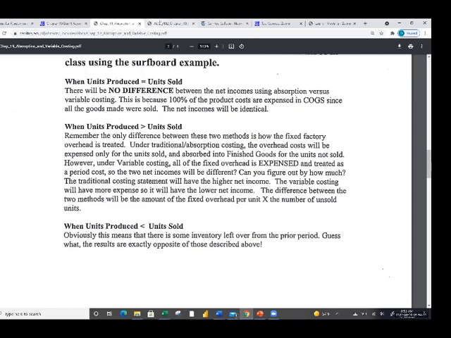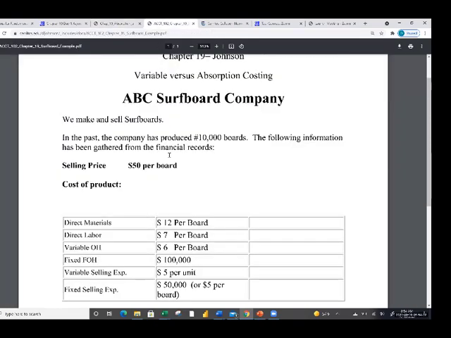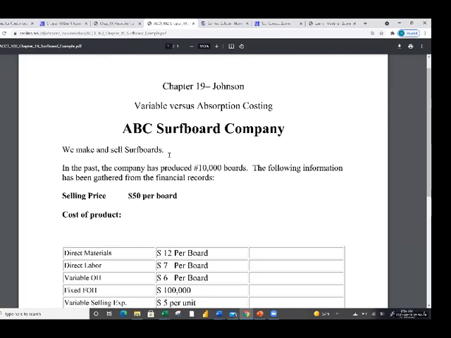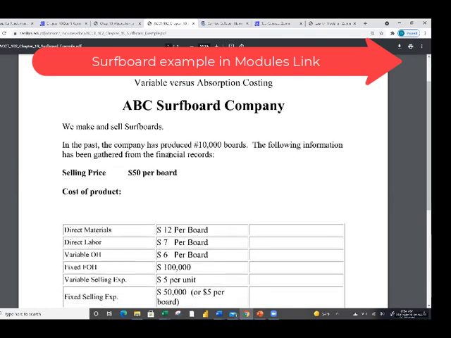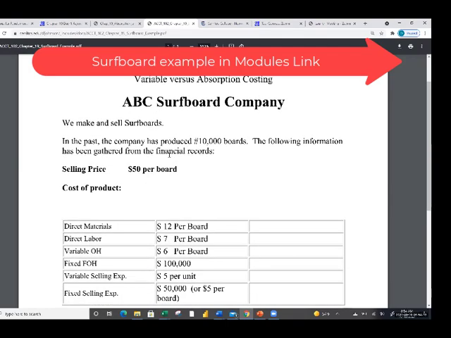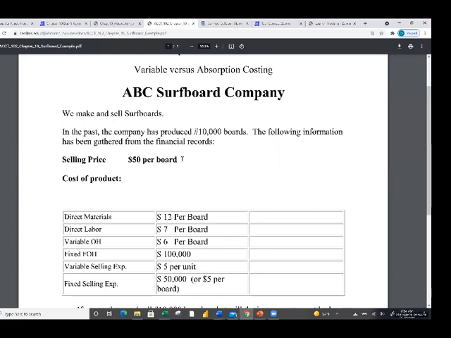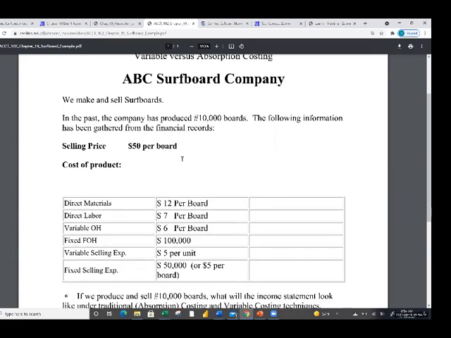Okay, so let's go jump in to this surfboard example. And this is under the modules link. It's the second handout that you'll see. And I come from a family of surfers. I've never done it myself other than, well, I shouldn't say I've never tried it. I wasn't very good at it. And I just said, that's enough for me. I'll watch from the beach.